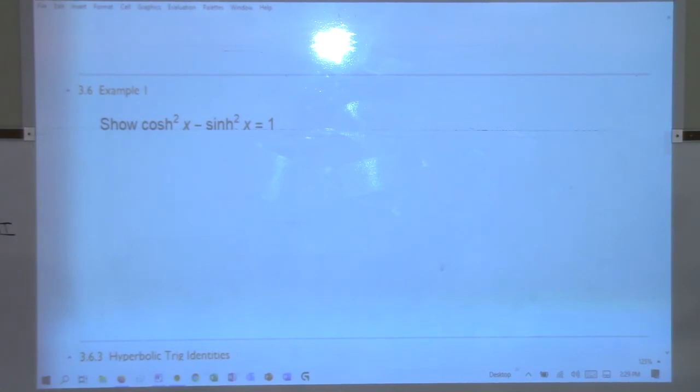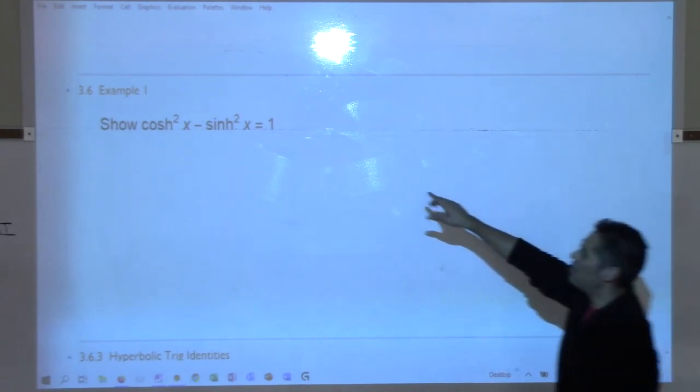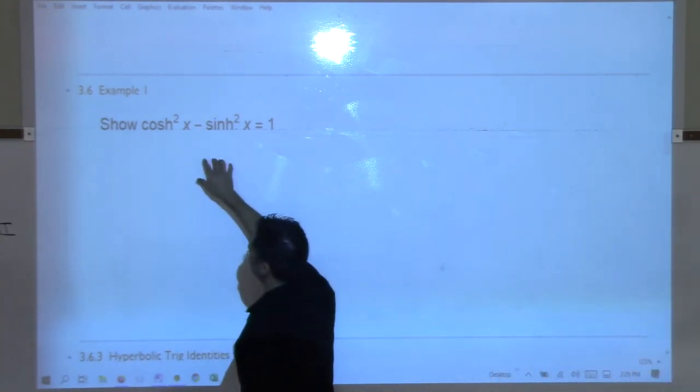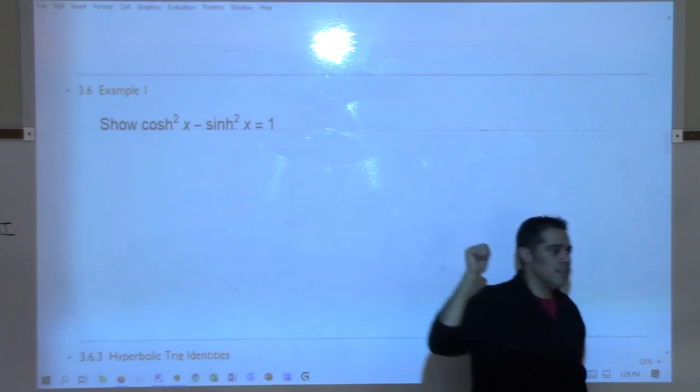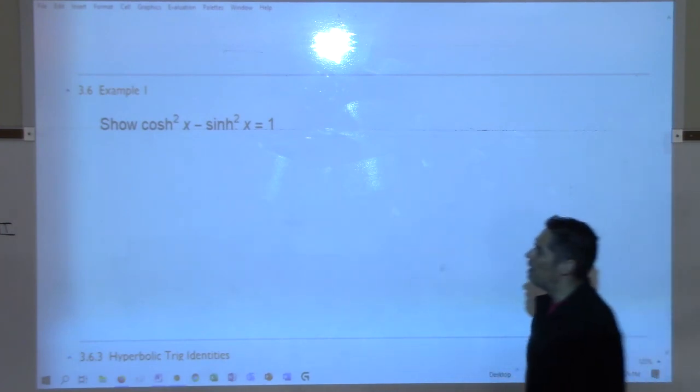Let's prove that identity. That's what we're going to do. We're going to prove this is true. How do you prove an identity? Start with one side, turn it into the other. So I'm going to start with the left-hand side.